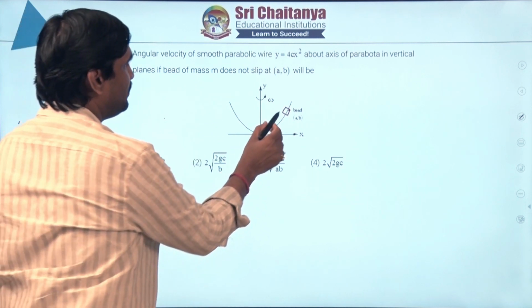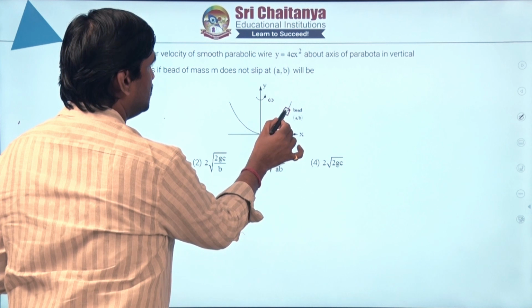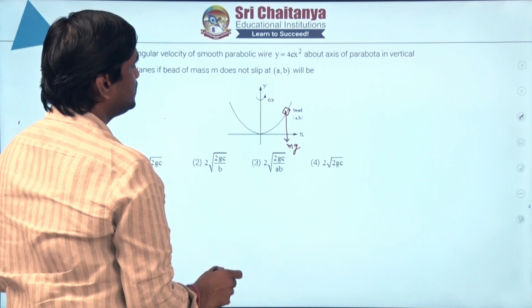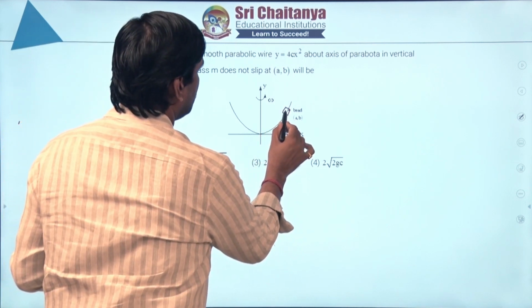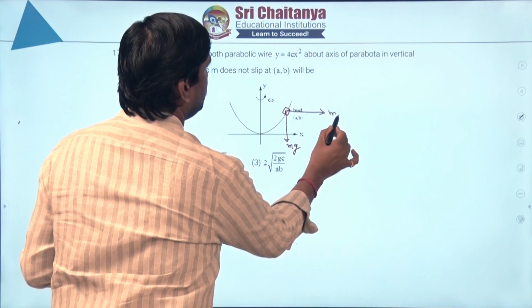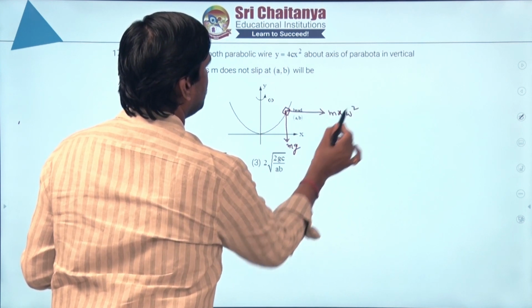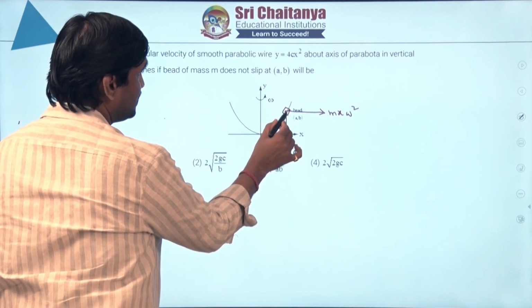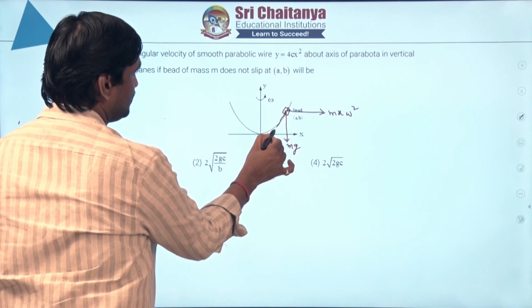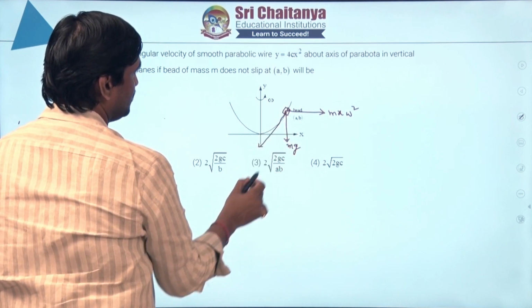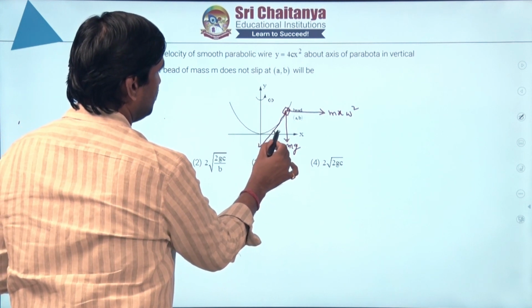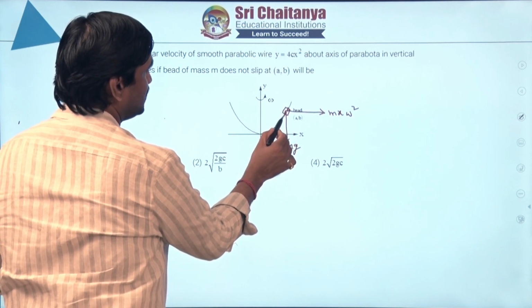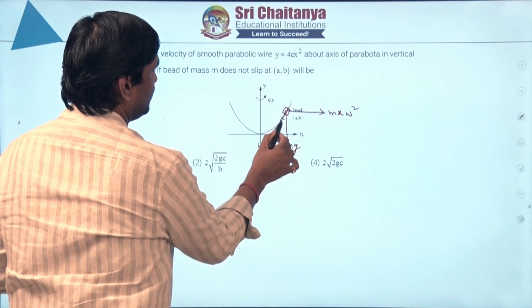Now the forces: its weight is acting vertically downwards, whereas the centrifugal force is acting in this direction, m x omega square. Now, the gravitational force along this direction. Now, this is theta, that is the slope of the parabolic path, whereas this is 90 minus theta.